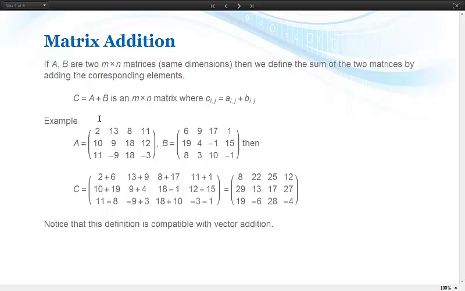Notice also that this definition is compatible with vector addition. If we think of these matrices as a collection of vectors, what we've done is add the corresponding vectors. We've added the first column of A to the first column of B to give the first column of C as a vector. And similarly, we've added the second column of A to the second column of B, giving the second column of the result, using the rules for vector addition.